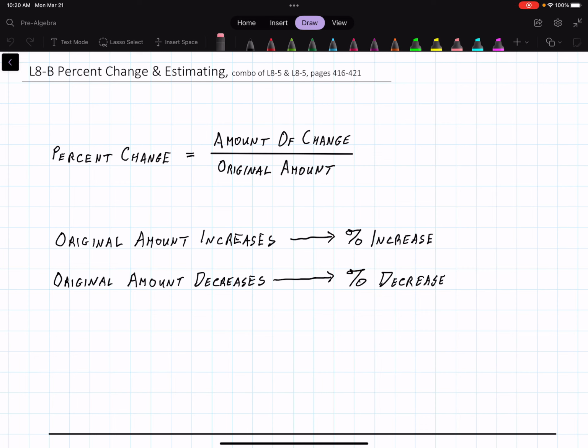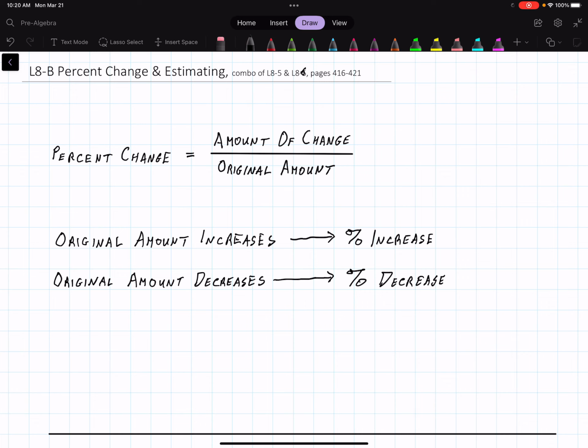Okay, lesson 8-B, percent change in estimating. This is the combo of lessons 8.5 and 8.6 on page 416 and through 421 in your book. And what are we talking about first?